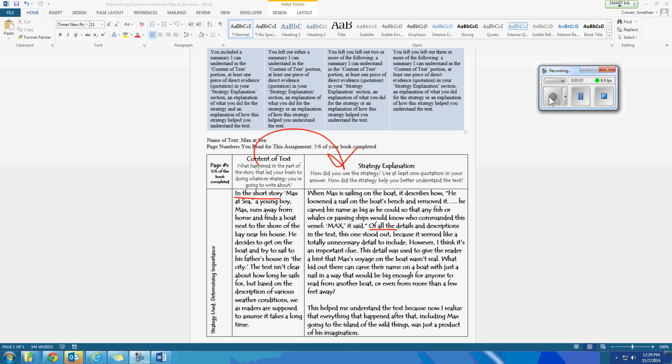In the grown-up version that you guys read in class, the Max at Sea, it's not super clear. The author makes you look a little harder to make some bigger inferences that this isn't real. This didn't actually happen. It's just Max's imagination. So that's how you do determining importance.